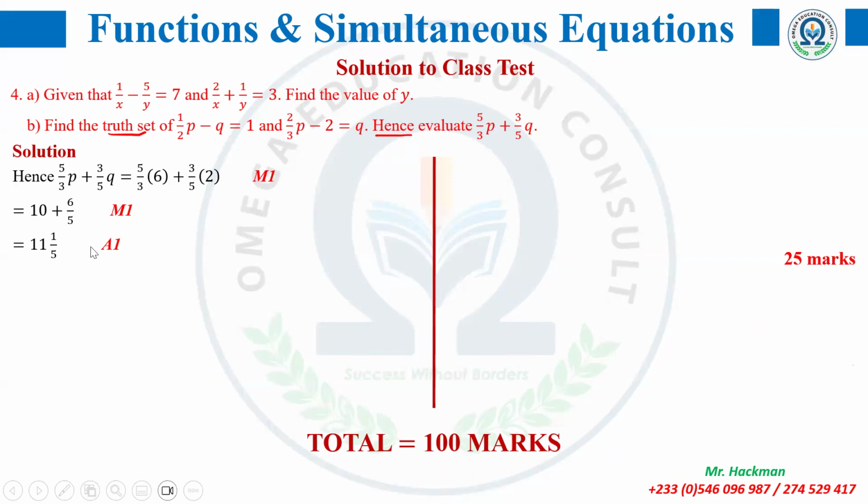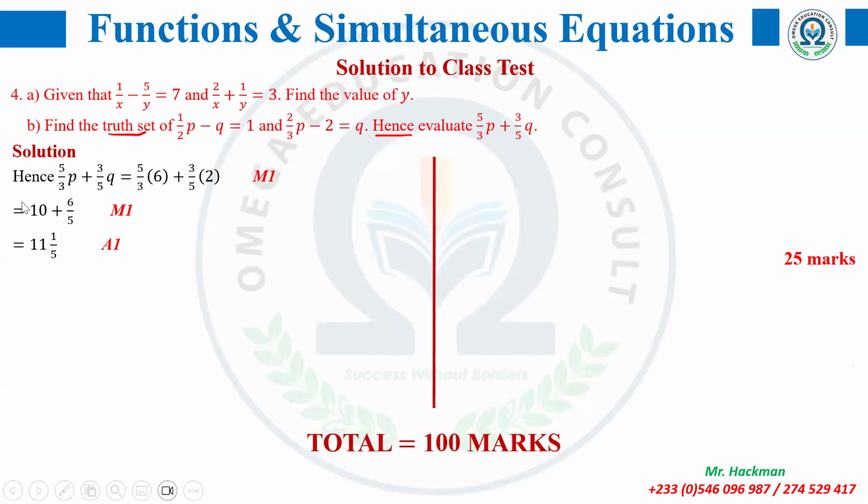Whatever I'm given here is equal to, once I know the values of P and Q, I substitute. Before I multiply, let me check if I can reduce. So 3 will go here too, so I will get 5 times 2, which is 10. Here I cannot reduce, I have to multiply, so I'll get 6 over 5.